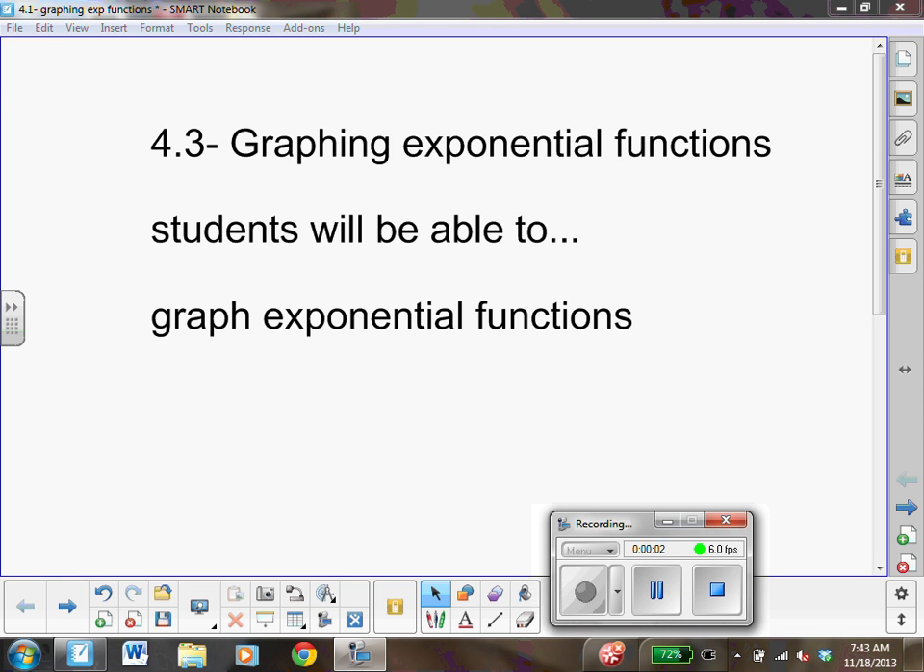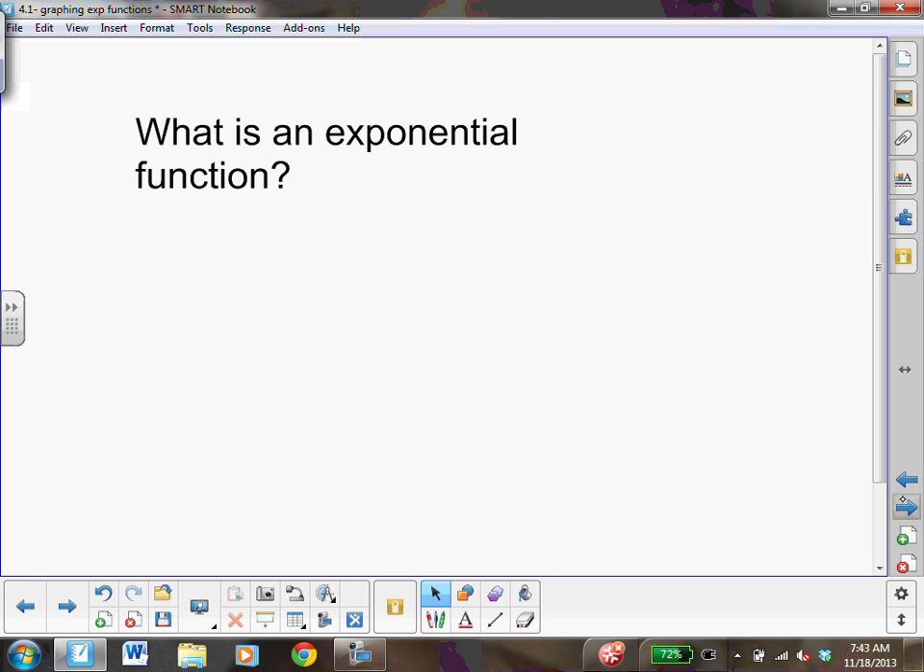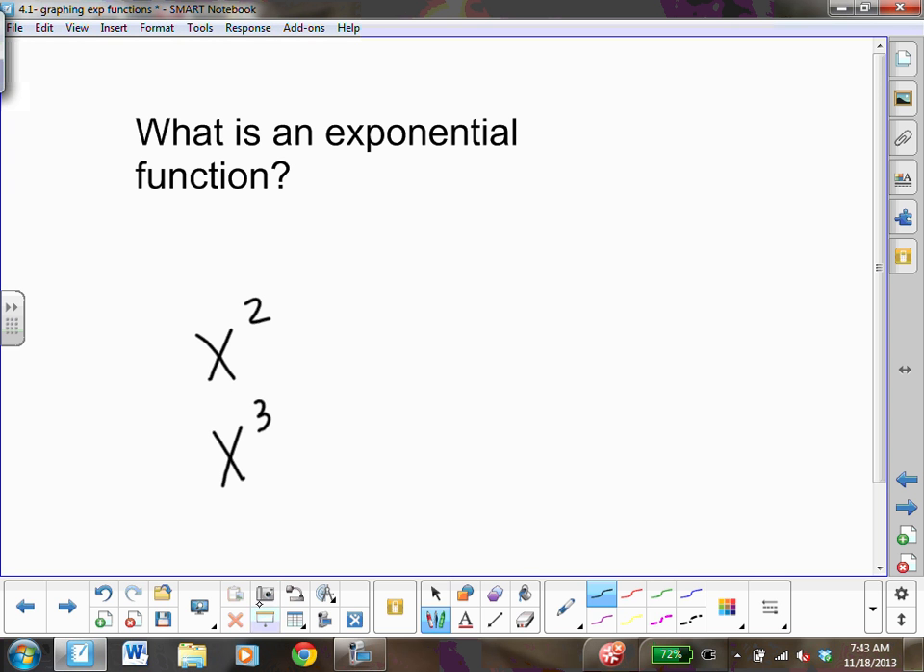All right, class, today we're going to be studying section 4.3, graphing exponential functions. First, we have to consider what is an exponential function. An exponential function is not any number being raised to a power. An exponential function is a function in which the variable is in the power position.